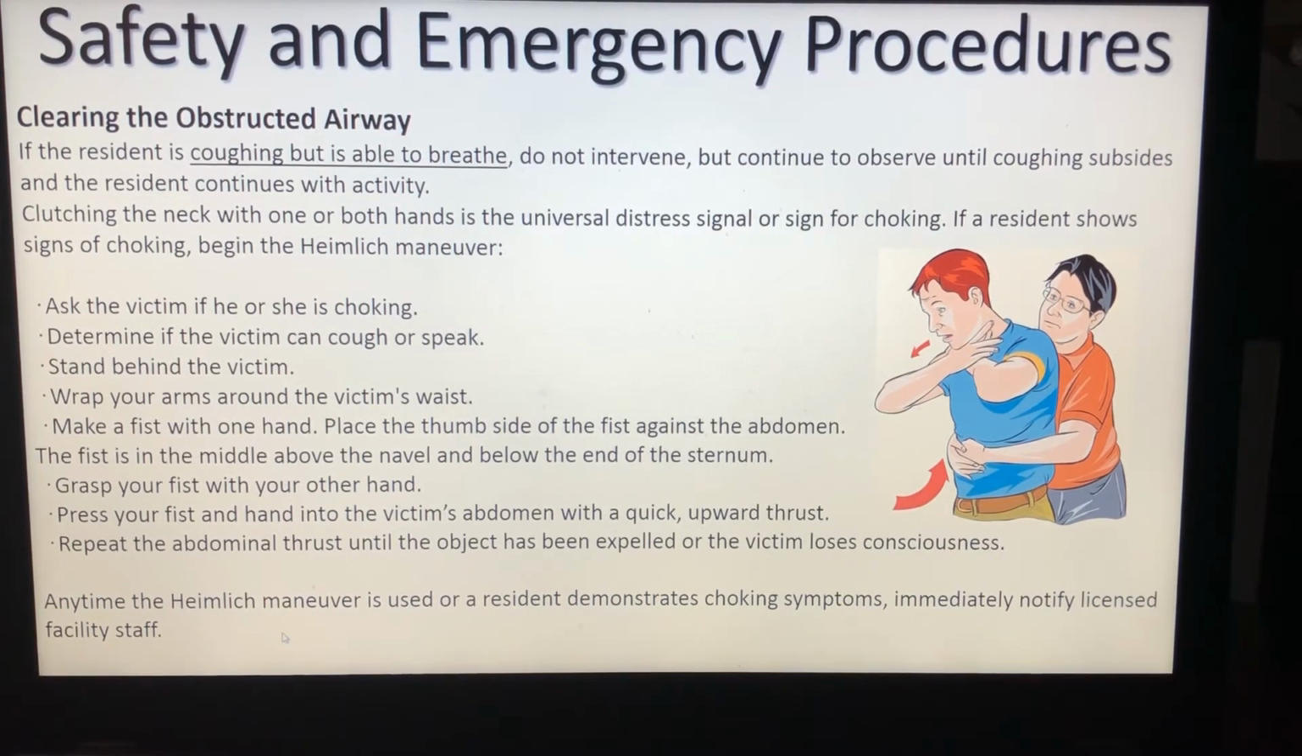Anytime the Heimlich maneuver is used on a resident, or a resident demonstrates choking symptoms, we need to let the licensed facility staff know, because the Heimlich maneuver, almost always when you're doing it, is going to make someone throw up. We're pushing on them right in their abdomen, so it's very likely that they'll also throw up. And then we've also done a trauma, right? Because we're taking our fist and pushing it very hard into their abdomen. So we need them to be checked out by a nurse. And if they were choking, we need to make sure that they didn't aspirate, that nothing else got in. So they really need to be checked out by a licensed facility member.